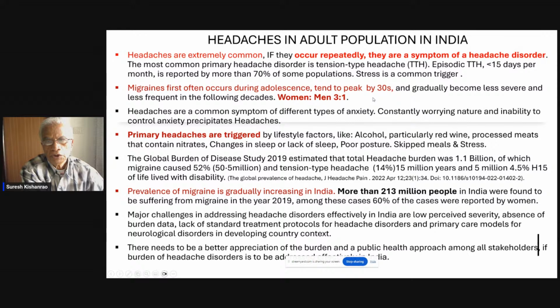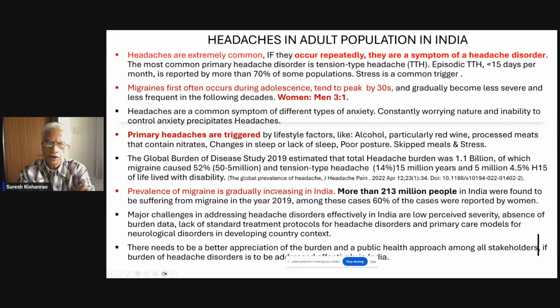Migraine usually affects people around the age of 30 years. It starts in adolescence. Women are affected more than men, about 3 times more. Usually, the common symptoms of different types of headaches are a constantly worrying nature and inability to control anxiety. In India, most primary headaches are triggered by use of alcohol, usually red wine, processed meats that contain nitrate, changes in sleep or lack of sleep, poor posture, skipped meals, and most importantly, stress of any kind.